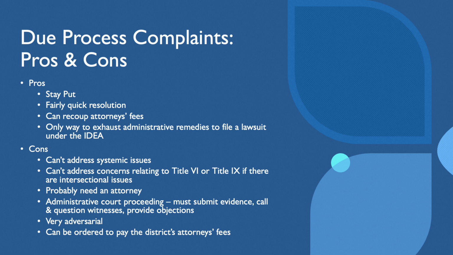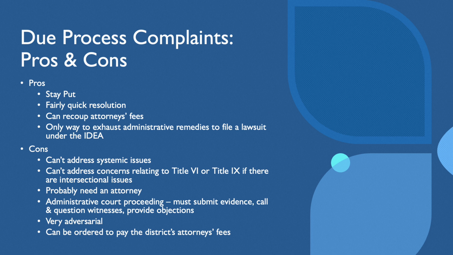You also cannot address concerns related to Title VI or Title IX if there are intersectional issues. Also, for this process, you are more likely to need an attorney, as it can be cumbersome and more like a court proceeding where you will have to submit evidence, call and question witnesses, and provide objections. This process can be very adversarial and strain relationships between the district and families. You can also be ordered to pay the district's attorney's fees if your claim is considered to be frivolous in nature.